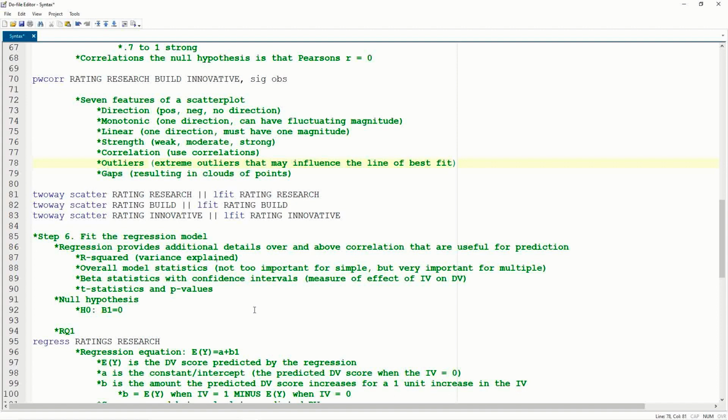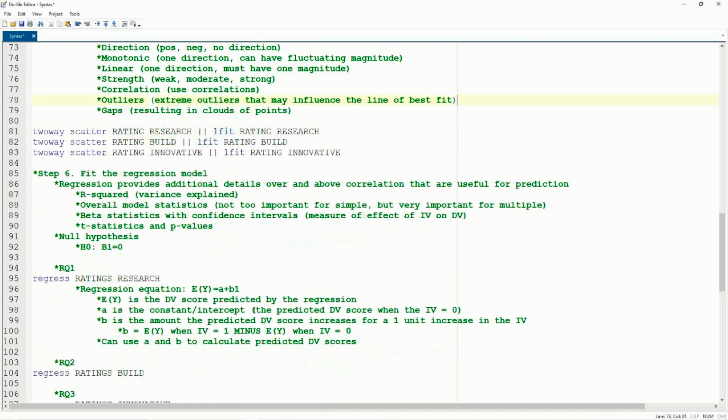So now that we've done all of our steps 1 through 5, we can now move on to our regression, so step 6. Just as a reminder, regression provides additional details over and above correlation. We're doing simple linear regressions today, and there's actually a lot of overlap between simple linear regression and correlation. You can actually reproduce all of the correlation statistics in a simple linear regression, and I'll highlight this today.